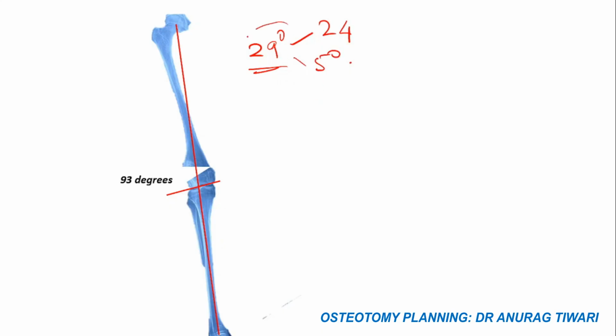So the total is 29 degrees and the lateral distal femoral angle was 64. So 64 plus 29 is 93. So we have corrected the LDFA to 93 degrees because we have done both the corrections in the femur only, so that the mechanical axis is perpendicular.